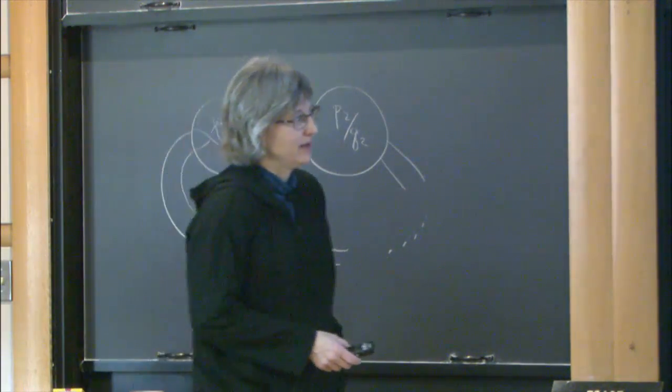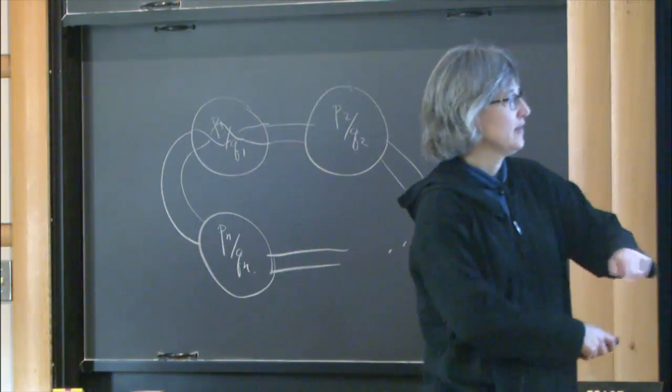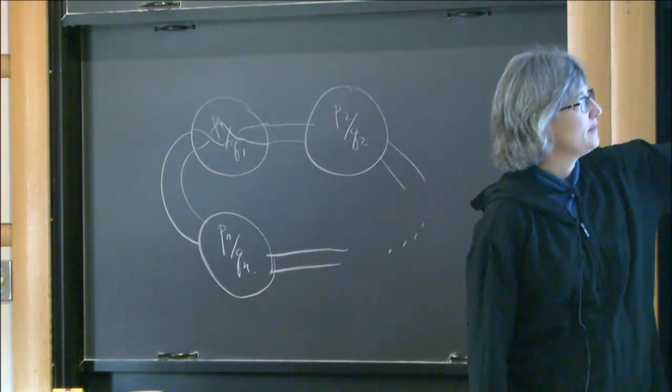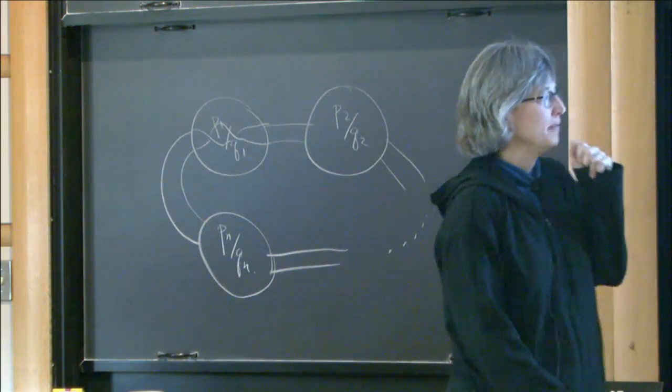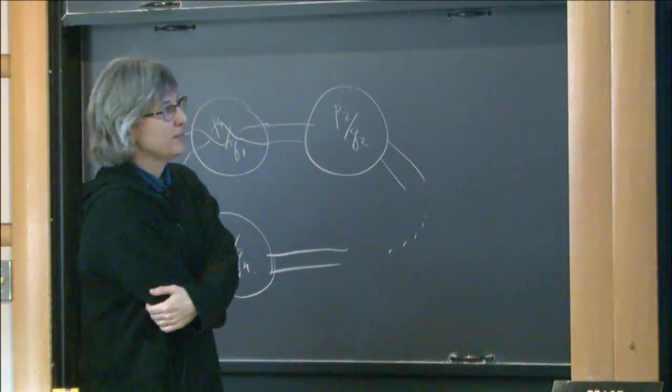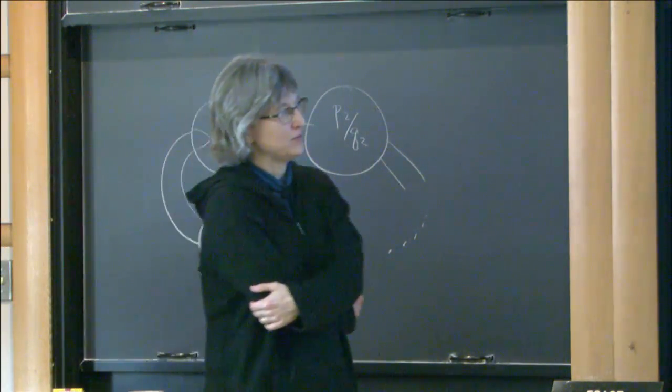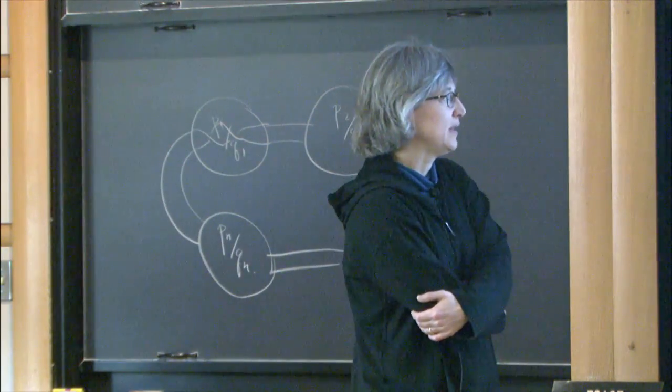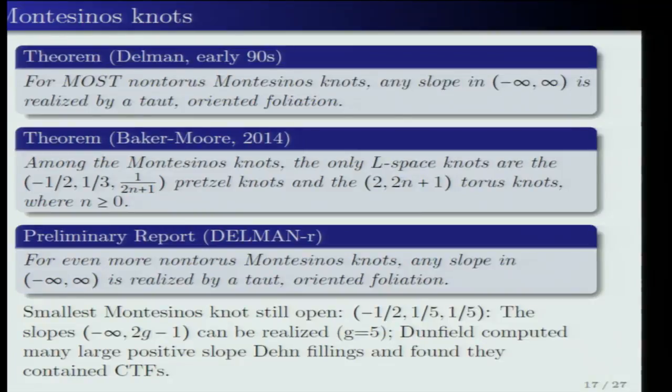And just to have an example to think about, something that is not in our list, but also not in this list, the smallest Montesinos knot that we haven't managed to find foliations in yet, I hope it's yet, is (-1/2, 1/5, 1/5). But using sutured manifold hierarchy games, you can get minus infinity up to 2g-1. And Dunfield, Nathan is somewhere here, was kind enough to just quickly yesterday compute some large positive slope Dehn fillings and found that they do in fact contain co-oriented taut foliations by his construction.